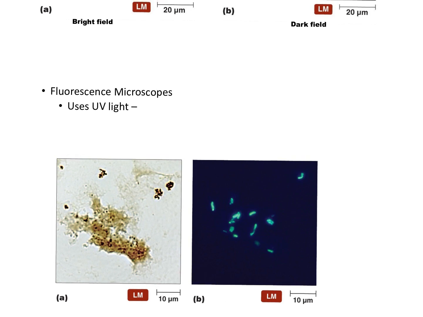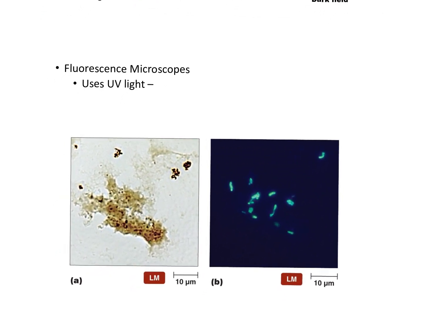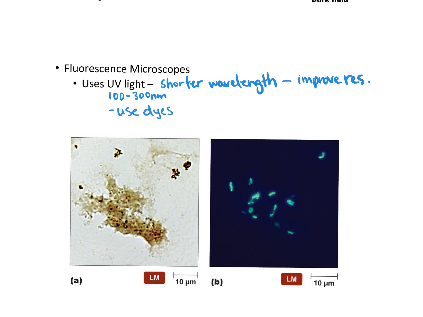Fluorescence microscopy also will have a dark background, but we always need to stain our cells here. This is not using visible light, but light in the ultraviolet range. So that's somewhere between about 100 and 300 nanometers. Okay. So remember, that's a shorter wavelength than visible light. So a shorter wavelength, that's going to, remember, improve resolution. Going to get better resolution than you would for a bright field or a dark field microscope. And it's going to use dyes that fluoresce.